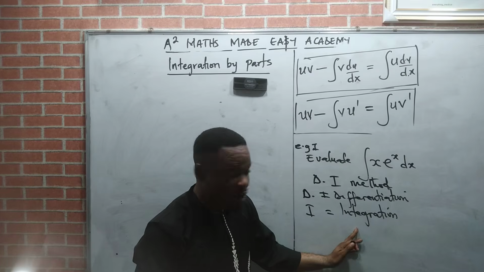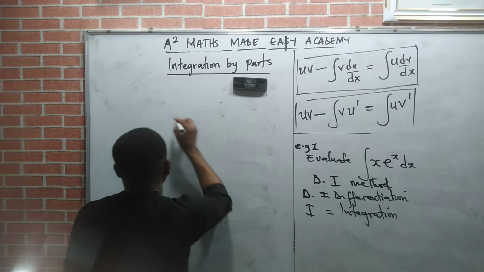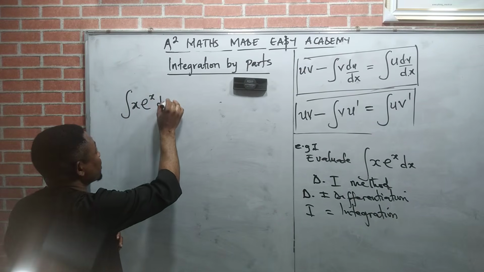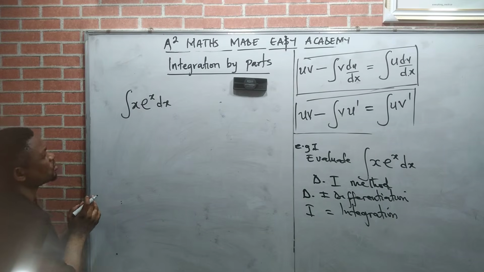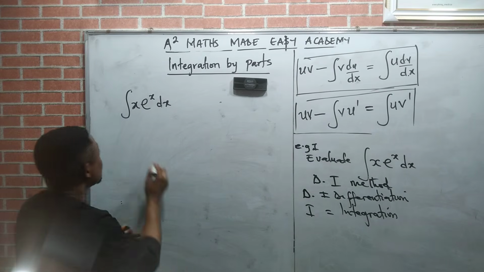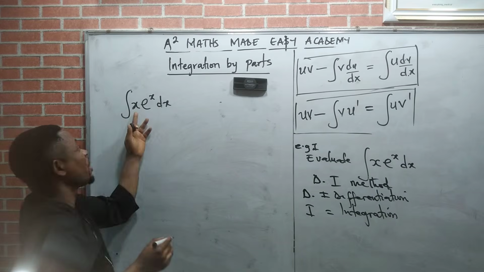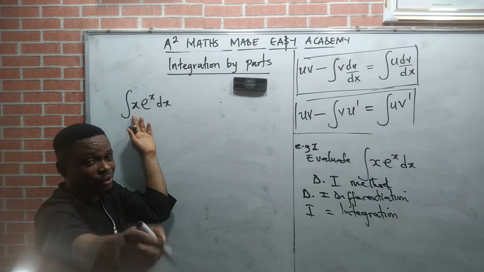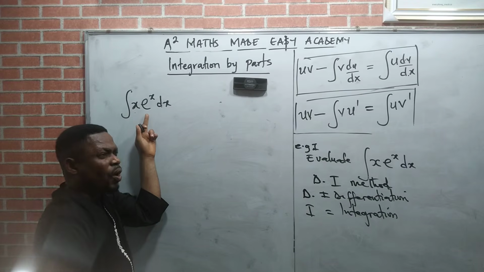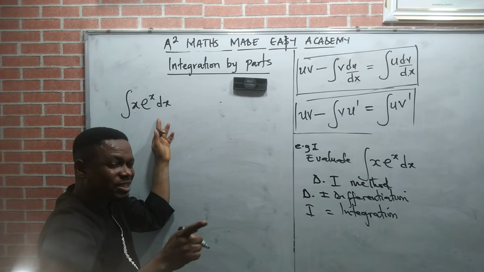Now, as we move ahead, I want you to observe something. We are given the integral of x exponential x dx. Which one am I going to consider as differentiation and which as integration? You consider x as differentiation, because if I keep on differentiating x, it will turn to 0. But exponential x, as you differentiate it, will keep on reoccurring, and when you integrate it, it will also keep on reoccurring.